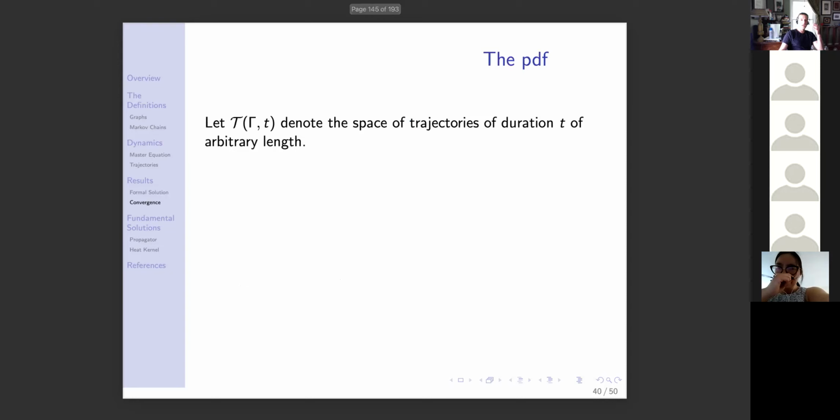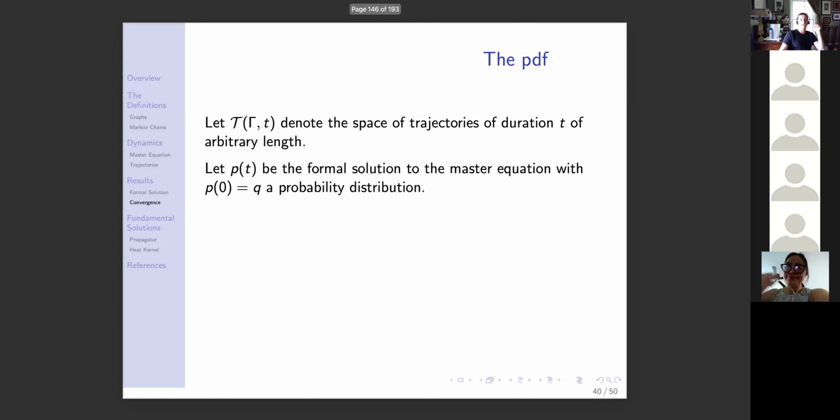Okay. So now let me introduce some notation. Let Γ_T be the set of all trajectories of any length of duration T. And let P(t) be the formal solution to the master equation with P(0) equals Q, a probability distribution. So I want to state a corollary, which is sort of a theorem too.